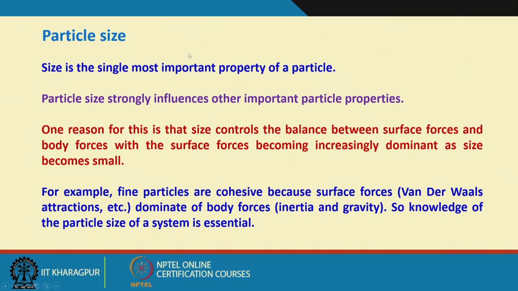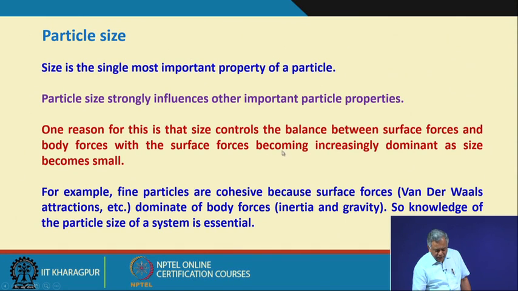But if I have 50 millimeter particles, the body forces start dominating. The body forces are much more dominant than the surface forces. That means their individual mass is so high that they take the dominant role. So, this example validates my statement that particle size strongly influences other important particle properties.